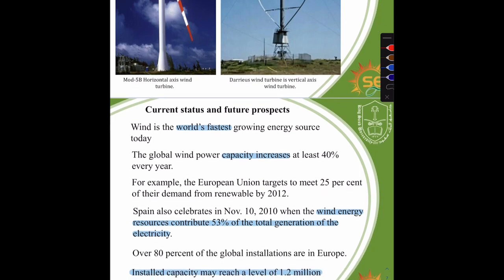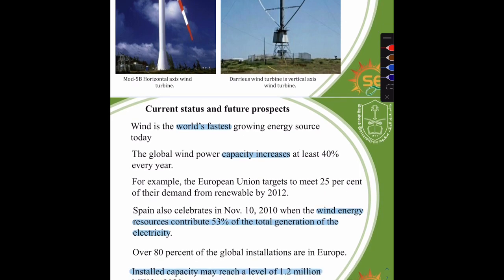Current status and future prospects. Wind is the world's fastest growing energy source today. We will see it later that it's true that in the early years we saw actually that there are some facts, there are some studies that have been made. So the global wind power capacity increases at least 40% every year. That's a huge increase.